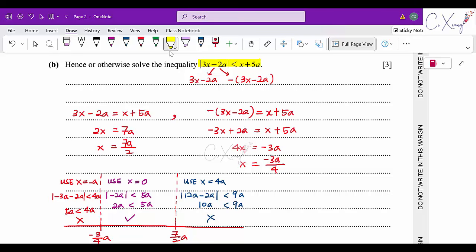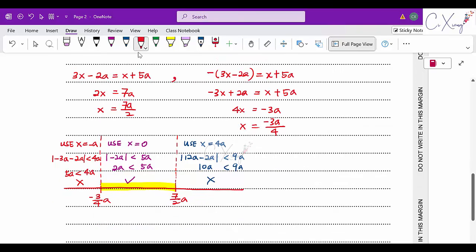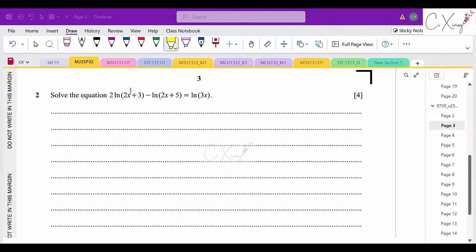And from here, you can see that only the answer from this part, with the value of the x from this part, will give you the correct inequality. Therefore, the correct final answer for our question is negative 3 over 4a less than x, but it is less than 7 over 2a. Alright, so this is how we solve question number 1. Question number 2. Solve this equation.